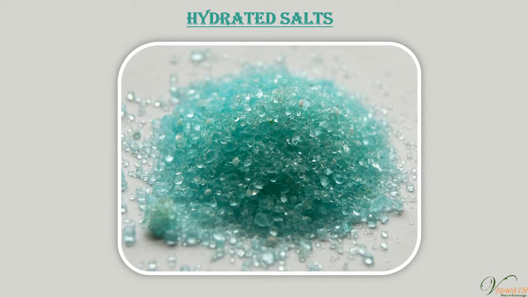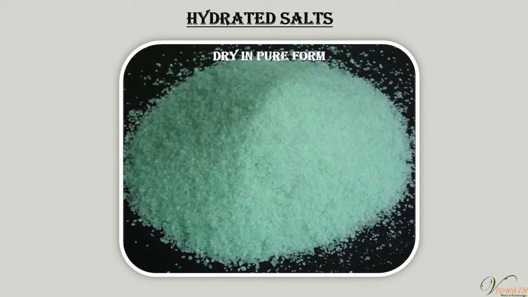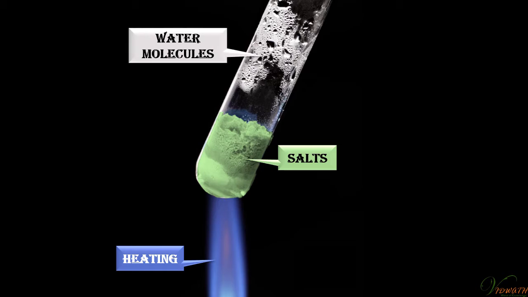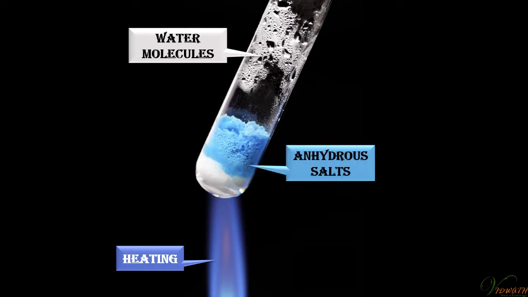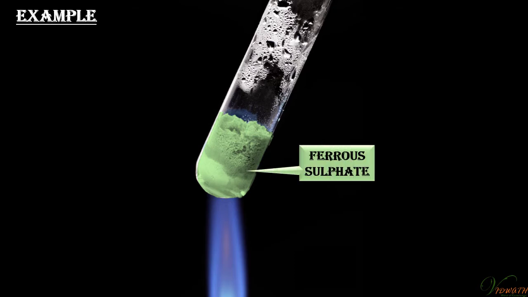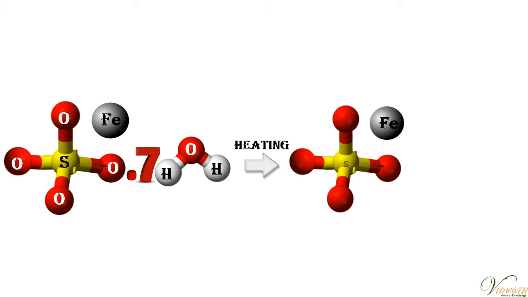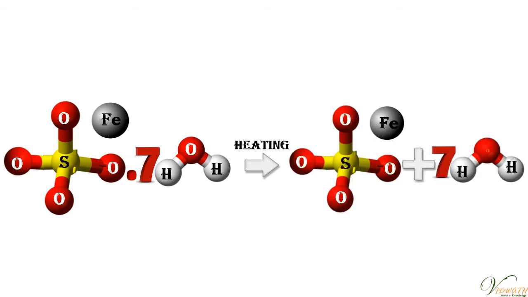Hydrated salts. The molecules of salts which contain a fixed number of water molecules in them are called hydrated salts. In general, they exist as dry in pure form. These salts on heating lose water molecules and form anhydrous salts. Example: ferrous sulfate heptahydrate, FeSO4·7H2O. On heating, it loses water molecules. FeSO4·7H2O on heating gives FeSO4 plus 7H2O.